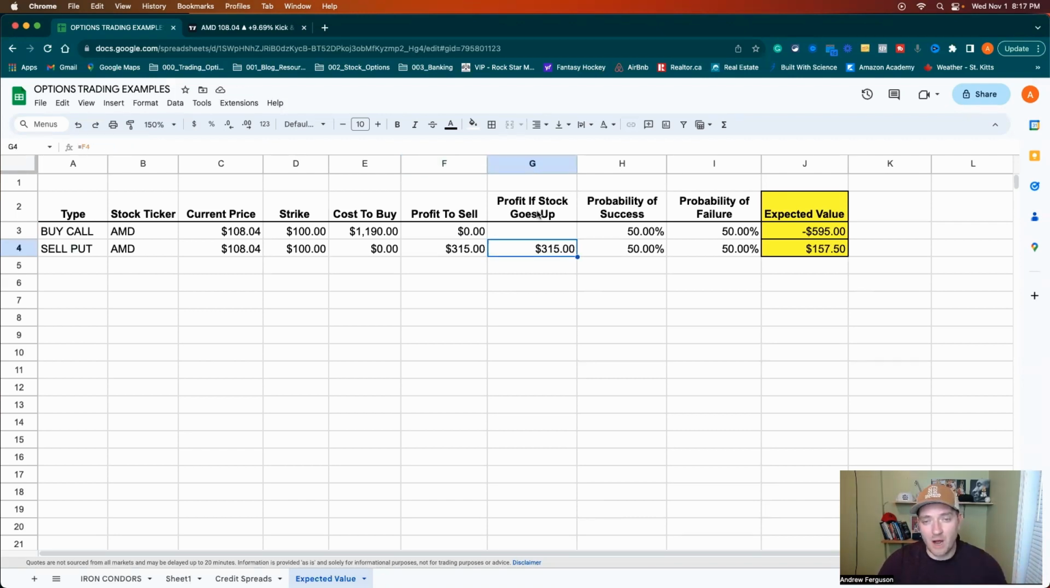And I've just linked this profit if the stock goes up, because if the stock does go up and you're selling a put, you just get to capture that premium a little bit quicker. You don't actually make any additional money like you do when you're buying a call. So those two are linked right there. They're just referencing each other.